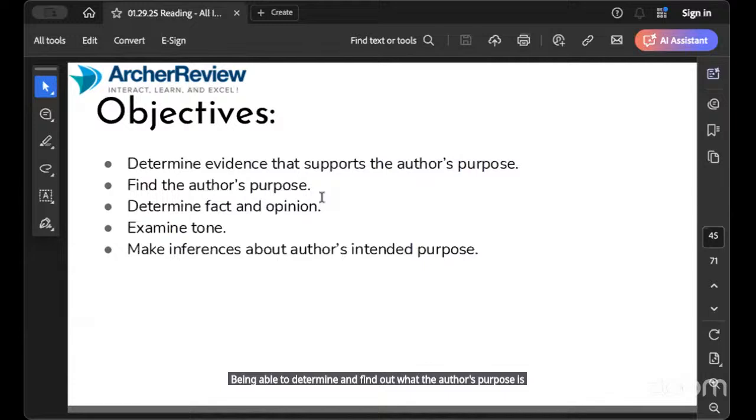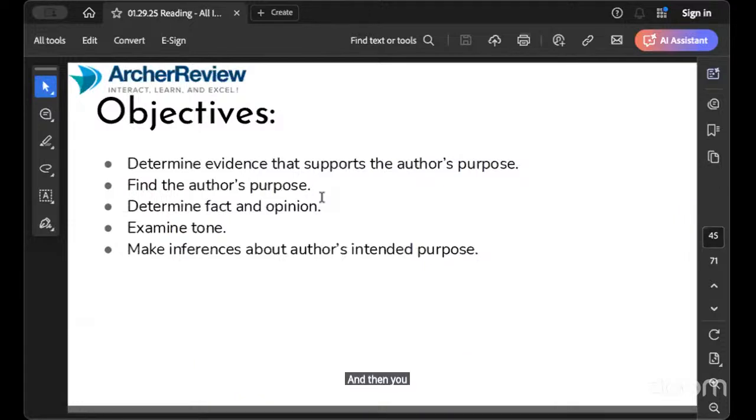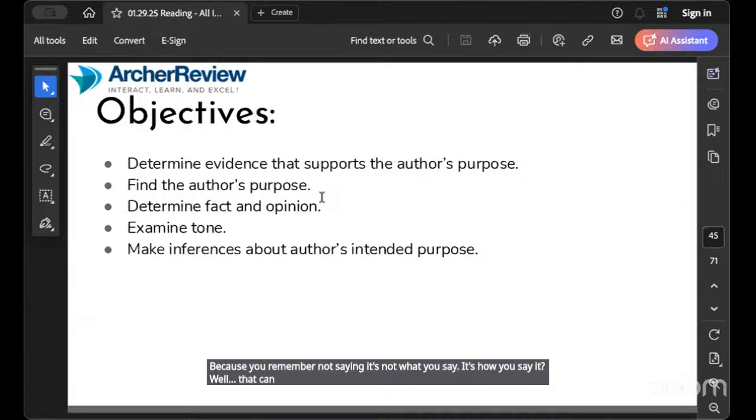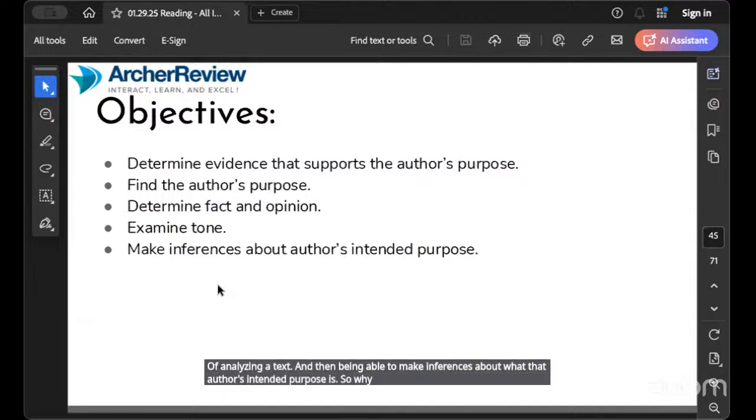And then I told you this was going to come back, but being able to find fact versus opinion, or facts and opinions. And then you do need to be able to examine tone, because you remember that saying, it's not what you say, it's how you say it. Well, that can really affect a lot of different aspects of analyzing a text. And then being able to make inferences about what the author's intended purpose is. So why is the author writing this? And again, you're like, well, we've talked a little bit about this. I forewarned you people, it's going to be a recycling of that terminology.